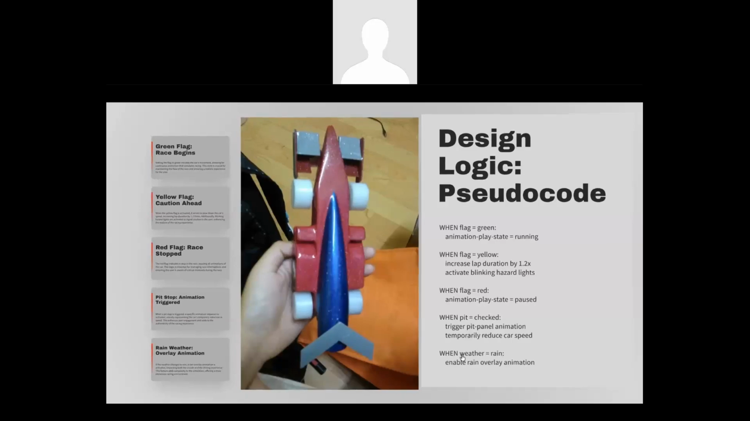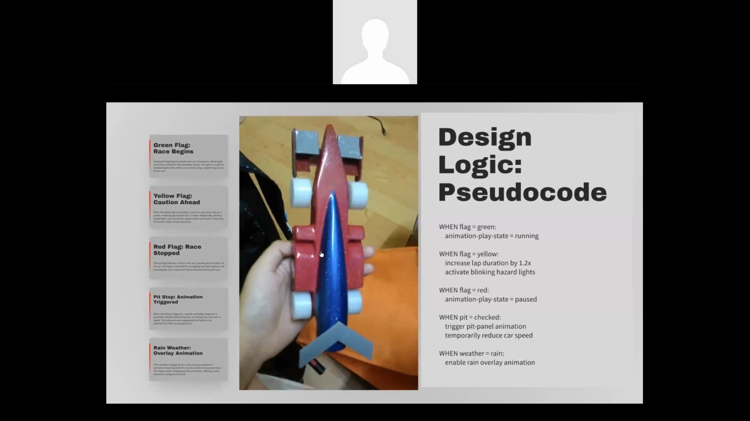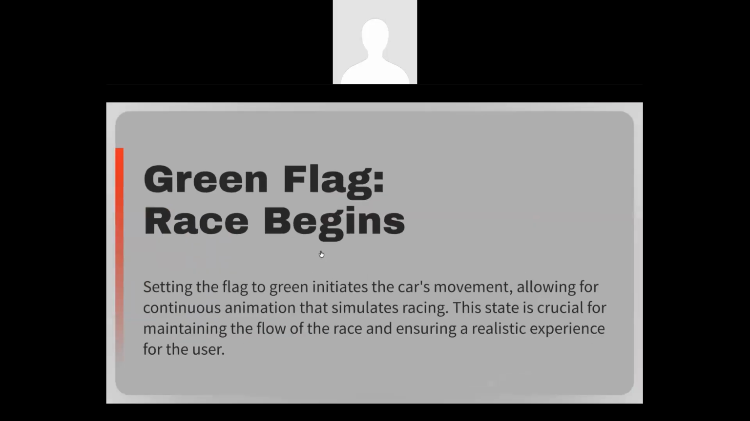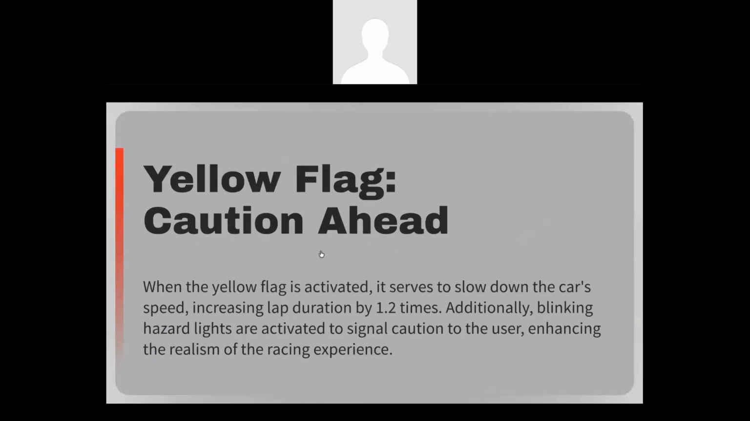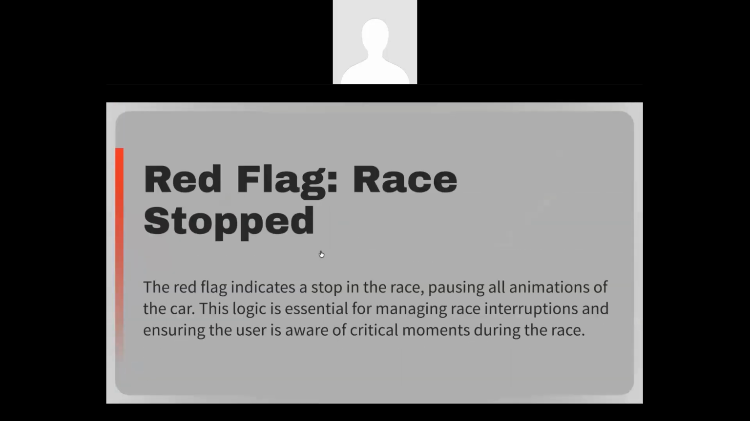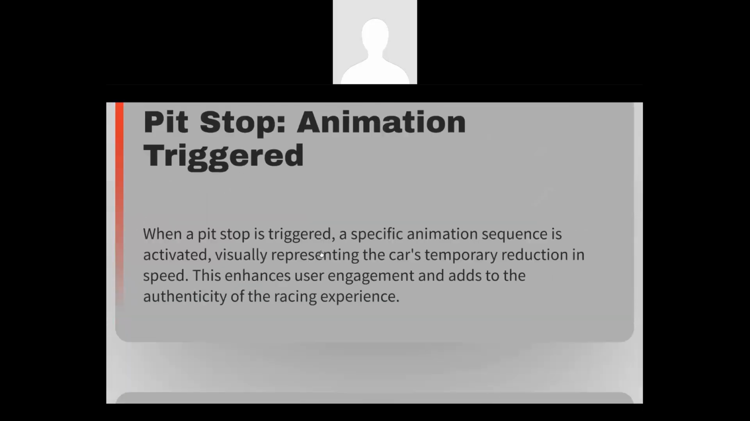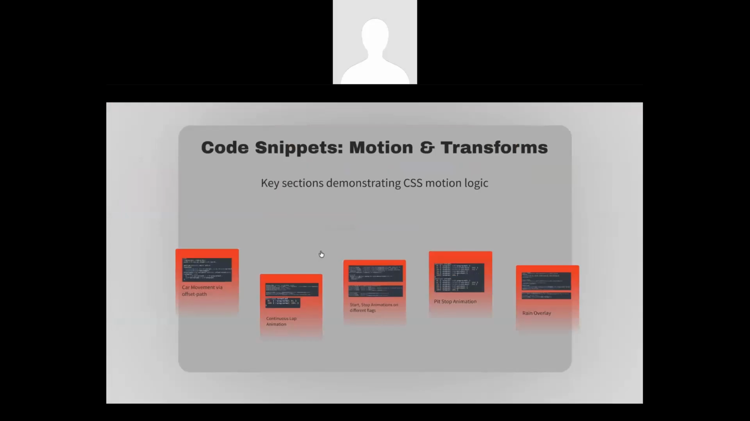And these checkpoints are for the rain overlay and the pit stops as well. And the next slide is just the description of what each of the flags does. Like the green flag is for starting, yellow for caution, red for race is stopped, and then the others similarly. So for the code snippets, my friend Shreya will continue from here.